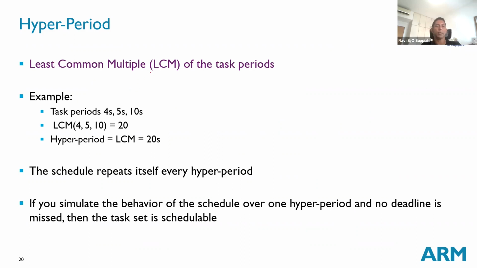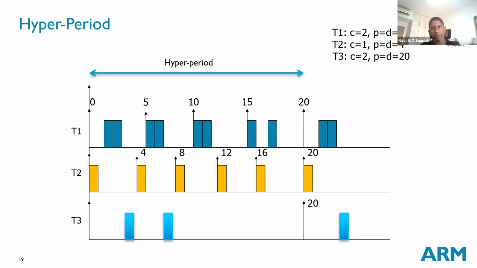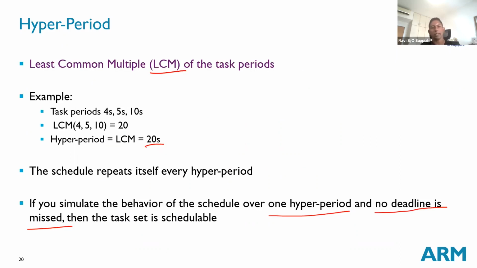It is nothing more than the LCM, the least common multiple, of the task periods. Once you know the task periods, you just look at the LCM, and that is the hyper period. And why is this important? Because if I can look at one hyper period and see that I do not miss any deadline, as we can see here, I can make sure that all the tasks schedule correctly within the deadline. If I can observe that in one hyper period, then I know that the task set is schedulable because the hyper period keeps repeating itself. So there is no issue in me sticking with this approach and running my task set.